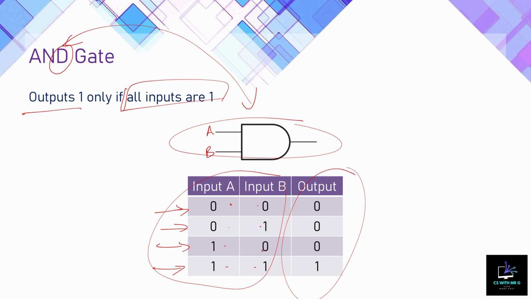So the trick is in the word: A and B both equal 1, then the output is 1. So the truth table for an AND gate is that all 1s make the 1. There's only one 1 in the output column, which is at the end.